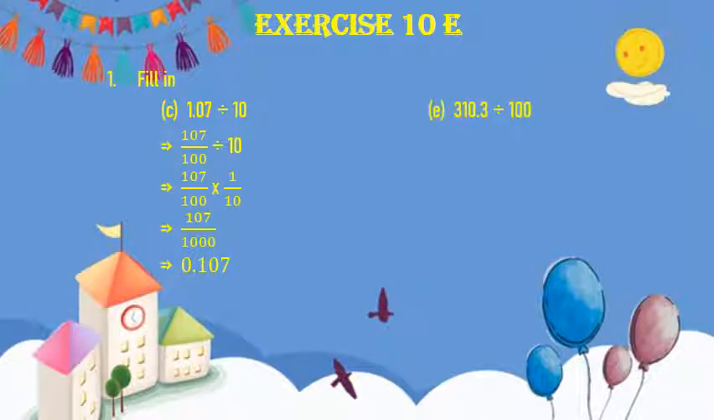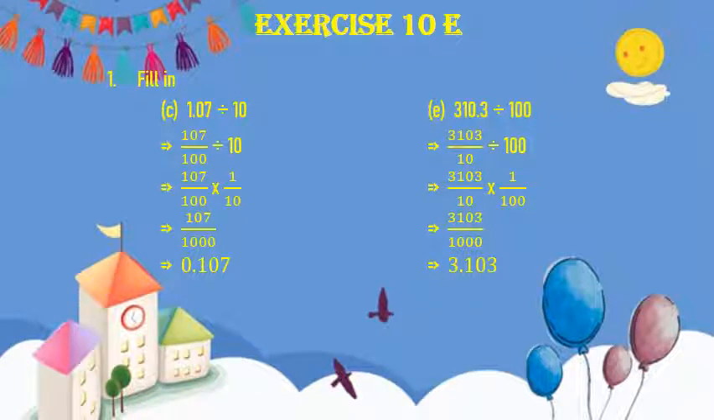Now let's do the E part of question number 1. Here we have 310.3 divided by 100. Now first let's do the division. 310.3 can be written as 3103 by 10 divided by 100, which in turn is equal to 3103 upon 10 multiplied by 1 upon 100, which is the reciprocal of 100. Now this will be equal to 3103 upon 1000, which can be written as decimal fraction as 3.103.